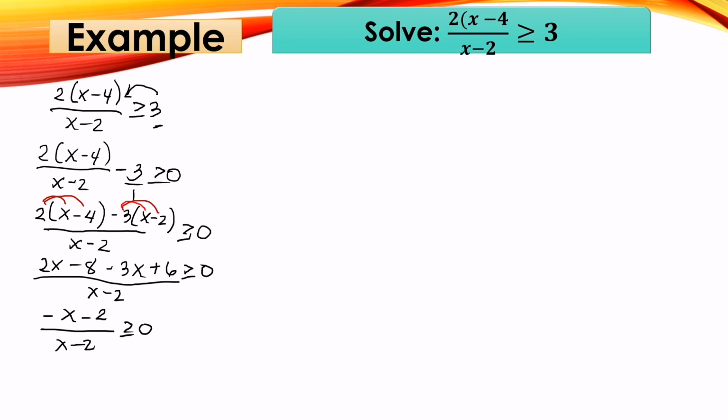Then after that, get the zeros of numerator and denominator. So negative x minus 2 is equal to 0. Then x minus 2 is equal to 0. So, negative x is equal to 2, from negative, magiging positive. Divide both side by negative 1. Kasi laging meron niyang 1 dito. So, cancel. So, natira is x is equal to negative 2.